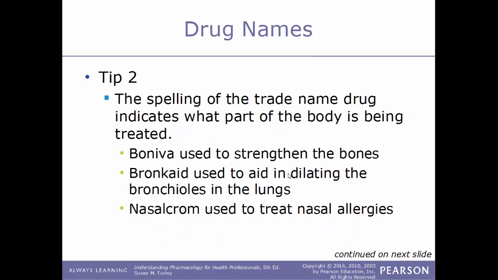Tip number 2, the spelling of the trade name drug indicates what part of the body is being treated. Boniva is used to strengthen bones, so bone, Boniva. Bronchaid is used in dilating the bronchioles in the lungs, so Bronchaid, bronchioles. Nasal-Crom is used to treat nasal allergies. So the trade name gives you a good clue on what is being treated.